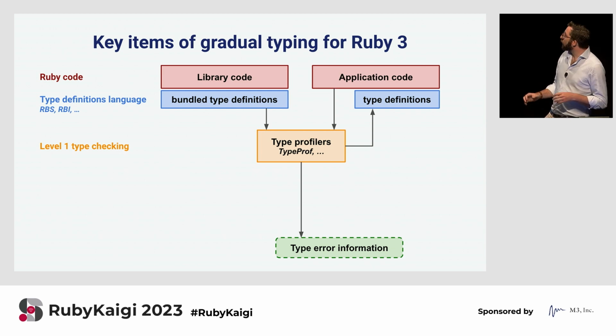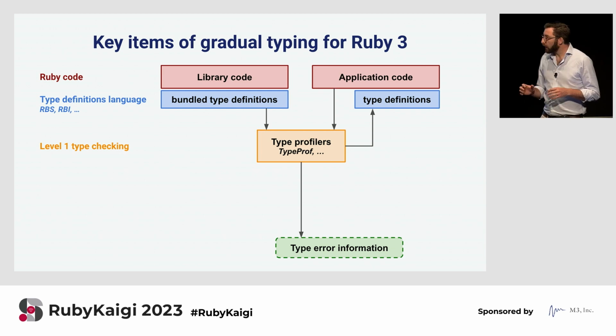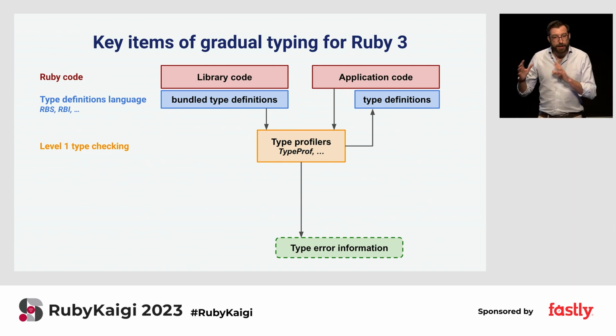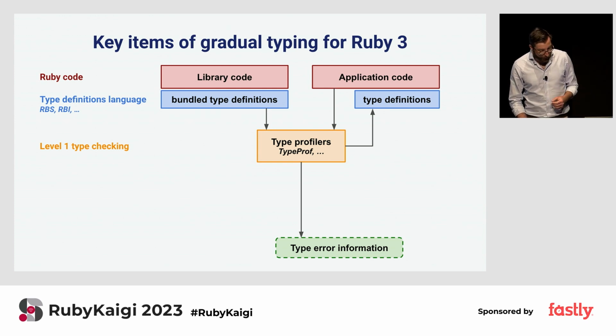A note here is that the type profiler, the level 1 type checking, is not actually using type definitions for the application code. It uses type definitions for the gems, so it doesn't have to parse them and it goes faster. But it doesn't need type definitions for your application code. It just infers things from the code itself.